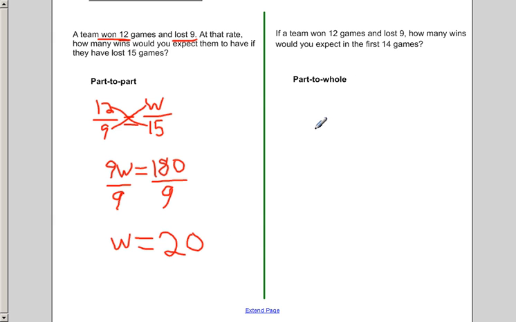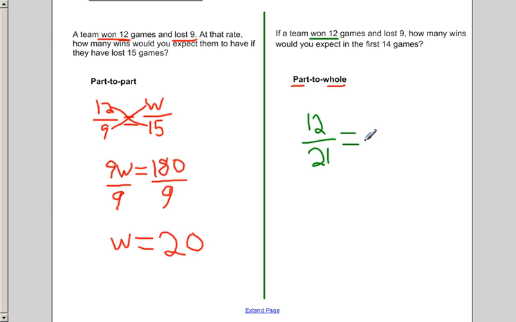Now over here, if a team has won 12 games and lost 9, so the same numbers as here, how many wins would you expect in their first 14 games? So now we're comparing part to the whole. Well, the part could be games won or games lost. But they're asking how many wins would you expect? So let's go with the games that they've won is the part. And the whole would be the total number of games that they've played, including wins and losses. So 12 and 9 is 21.